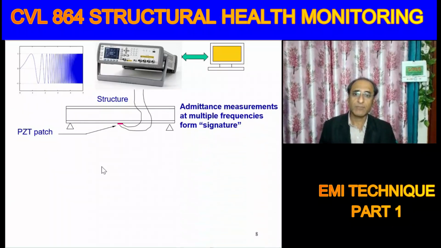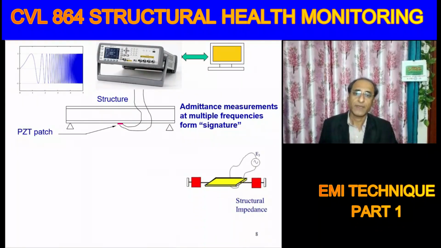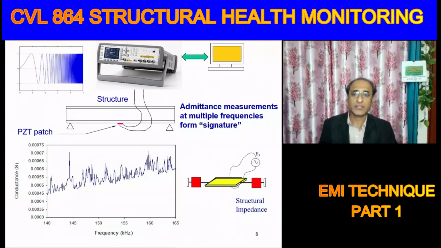The outcome of this is the admittance measurements at multiple frequencies, and the data is just like an array, or a one column matrix, or a vector. That forms the signature. So typically the signature looks like this.